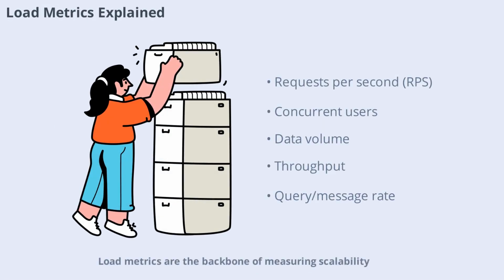Load metrics are the backbone of measuring scalability. Requests per second (RPS) tells you how many API calls your system handles. Concurrent users show how many people are active at the same time. Data volume measures how much information is stored or processed, while throughput tracks how much data moves through your system per second. Query rate and message rate are especially important for databases and message queues. By monitoring these metrics, you can see how your system performs under stress and identify which parts need attention as your user base grows.